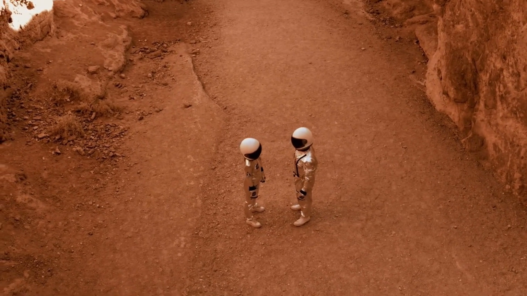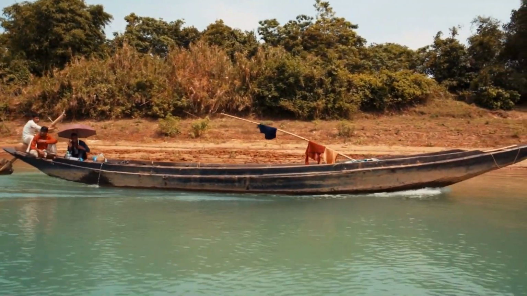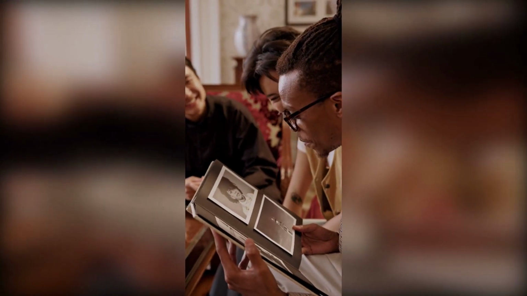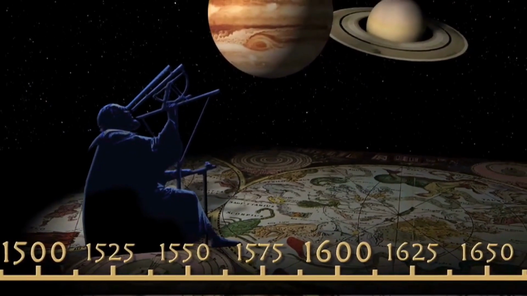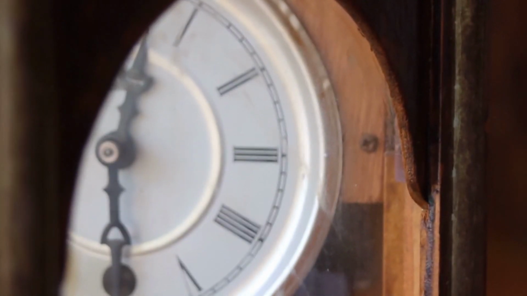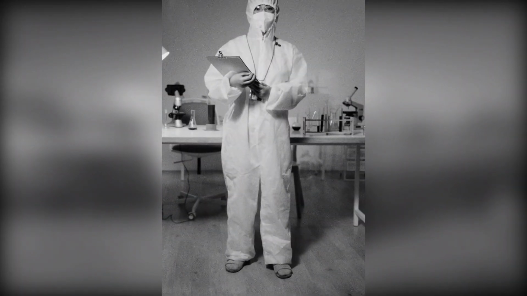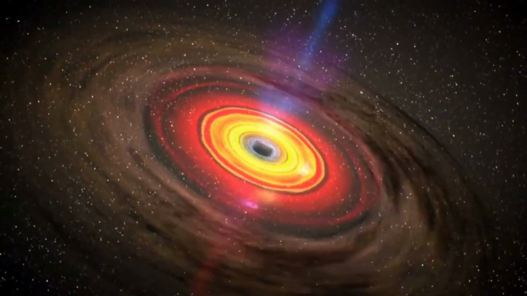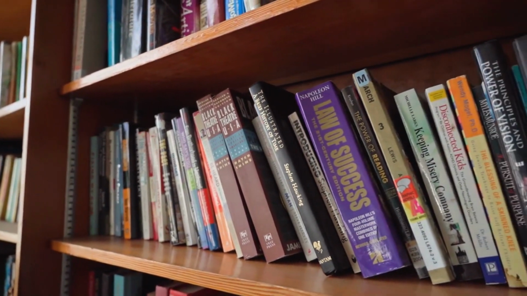3. Wormholes, theoretical time tunnels. Wormholes are theoretical passages through space-time that could create shortcuts for long journeys across the universe. Proposed by physicists Albert Einstein and Nathan Rosen, these Einstein-Rosen bridges could, in theory, allow for travel between different points in time. However, the existence of wormholes remains purely hypothetical, as they require conditions and materials, like exotic matter with negative energy density, that we have yet to discover or harness.